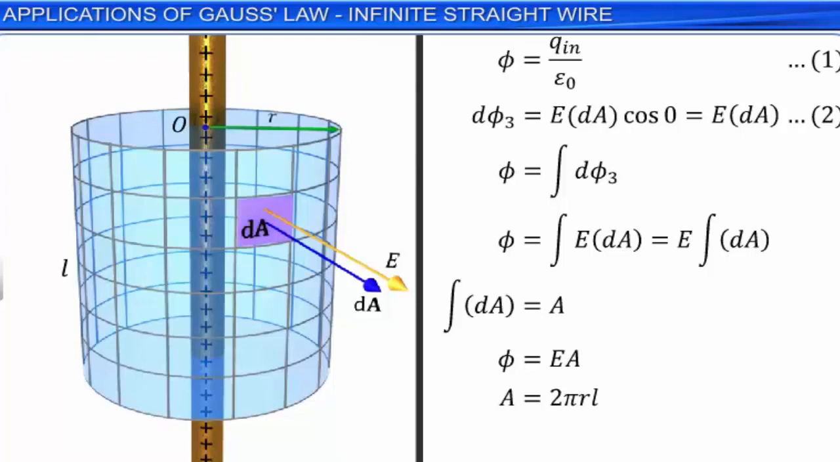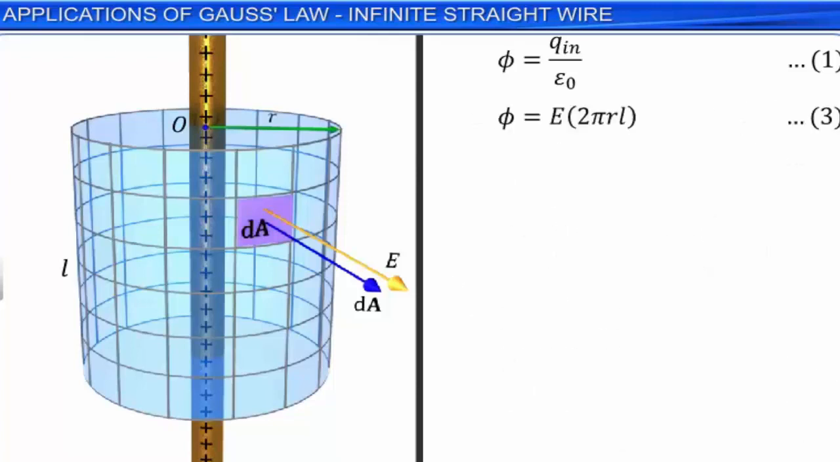From equations 1 and 3, we see that E 2 pi RL will be equal to Q by epsilon naught. Let this be equation 4. Here, Q is equal to the product of the linear charge density, lambda, and the length of the Gaussian cylinder, L. Substituting the value of Q in equation 4 and simplifying, we get E equal to lambda by 2 pi R epsilon naught. Let this be equation 5.